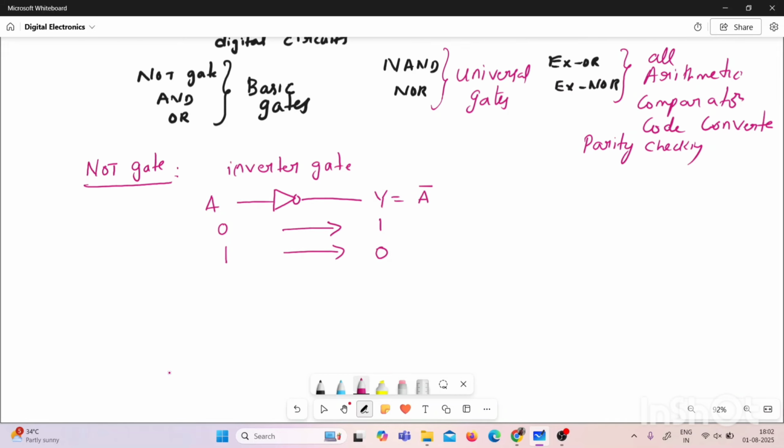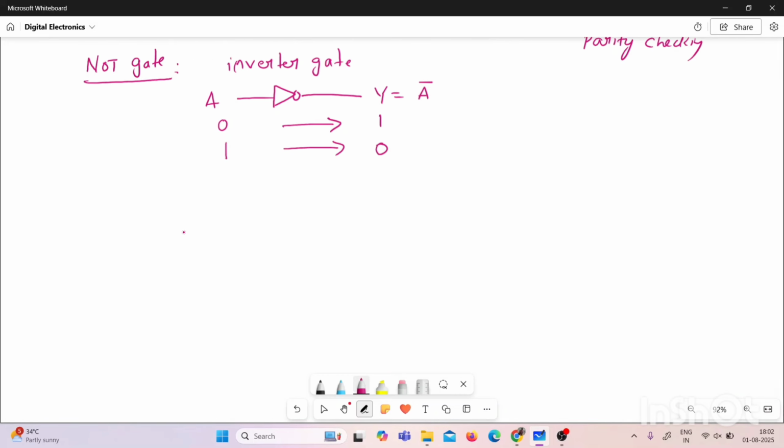Now, if you are using two NOT gates in cascade connection, if you make two NOT gates in cascade like this. Cascading means one output is connected to the input of the next gate. So if A is the input, the output of the first NOT gate is A bar, and the output of the second NOT gate is A bar whole bar, which is equal to A. That means whenever two NOT gates are connected in cascade, that circuit acts as a buffer.